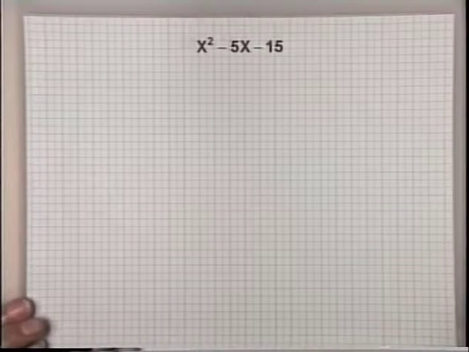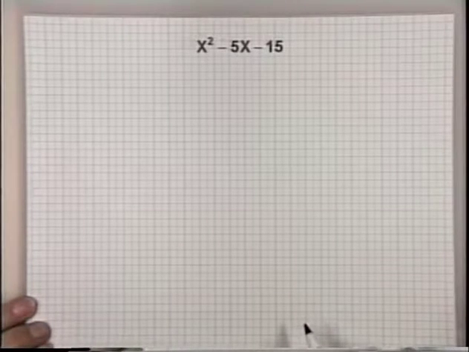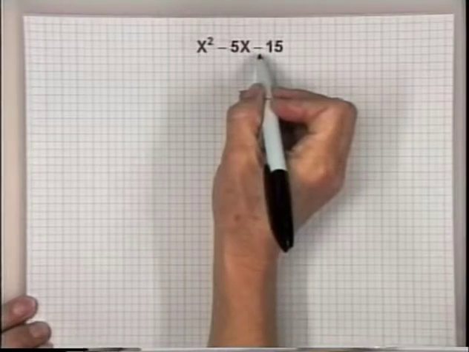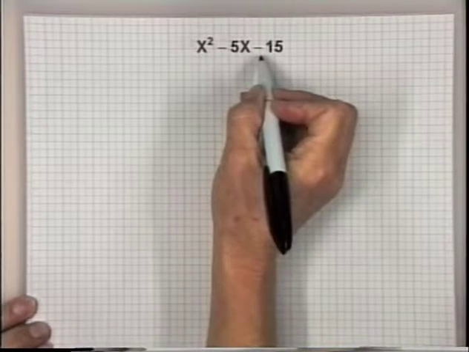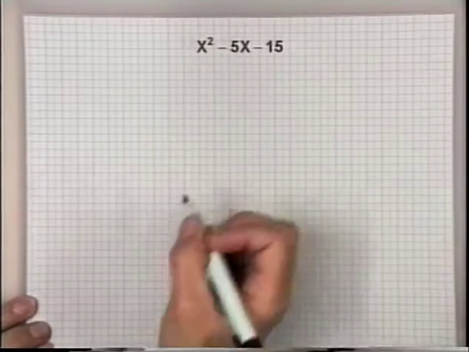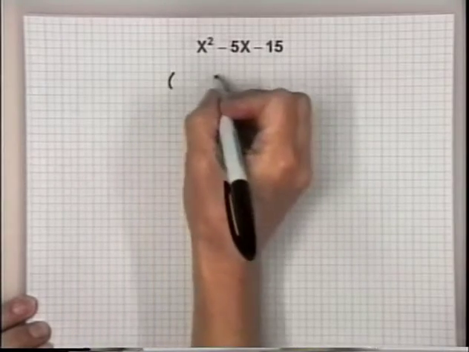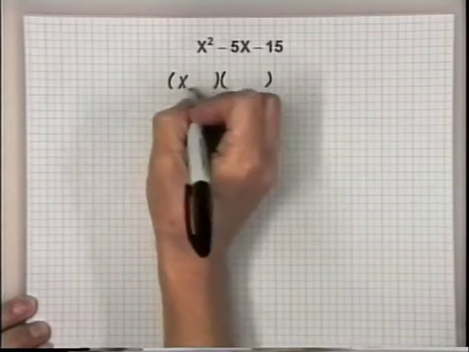X squared minus 5x minus 15. Again, we see that we will have opposite signs in this particular problem, and there is not a common factor. My first terms will be x times x.